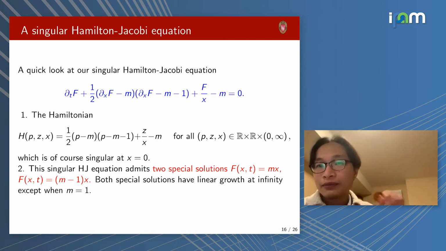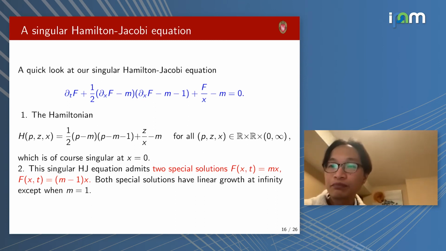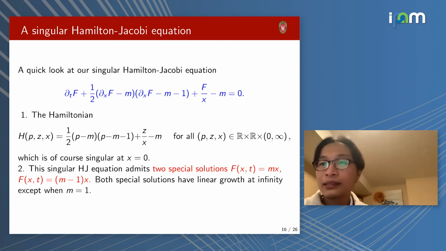Before that, I said it already, but let me emphasize again that the equation is singular at x equal to 0. And by analyzing the equation a little bit more, we see that it has two special solutions, mx and (m minus 1)x. Both of them have linear growth except when m is 1. And this is important because it tells us that those special solutions are actually not physical, right? Because physical solutions have to have sublinear growth in x.